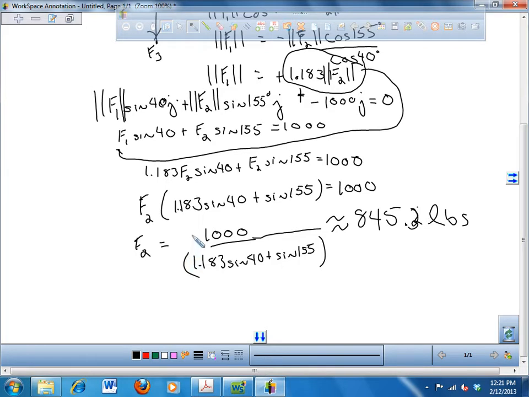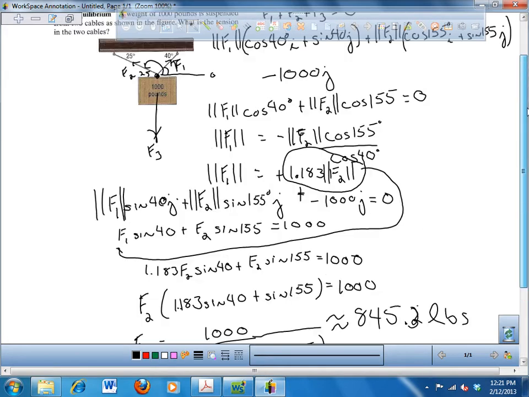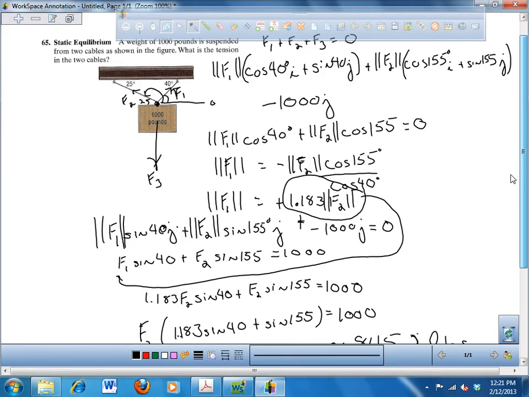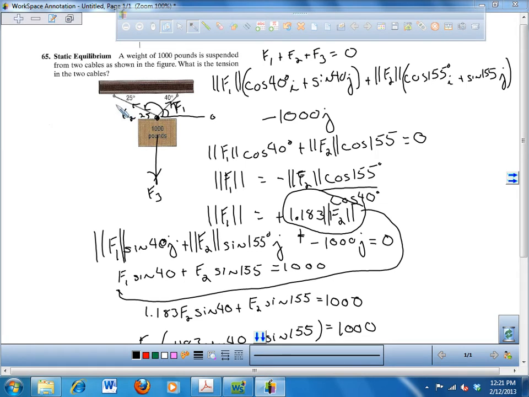Because you always want to check to make sure your answers make sense. It seems like if this is pulling straight down with 1,000 pounds, and what did we just find, force 1 or force 2? Force 2. So this one is pulling with 845 pounds of force.